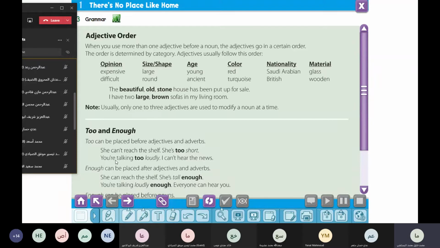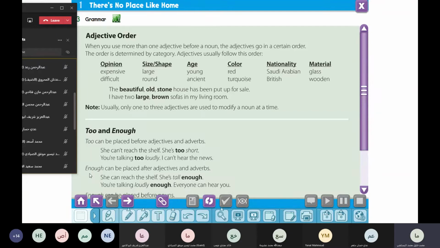Good. The second, read the second example, Muhammad. You are talking too loudly. I can't hear the news. Good. You are talking too loudly. I cannot hear the news. Also, too comes before the adverbs. Loudly is an adverb, but short is an adjective. So too is used or comes before what? The adjectives and adverbs.